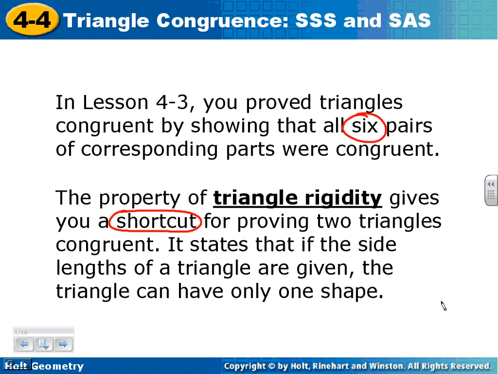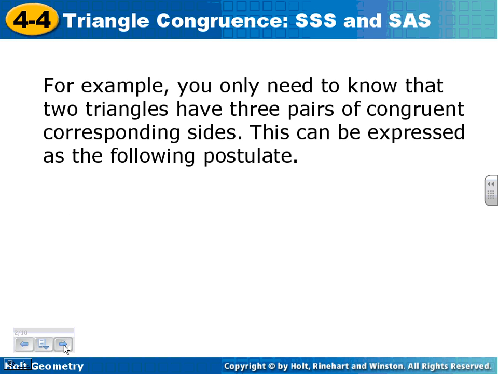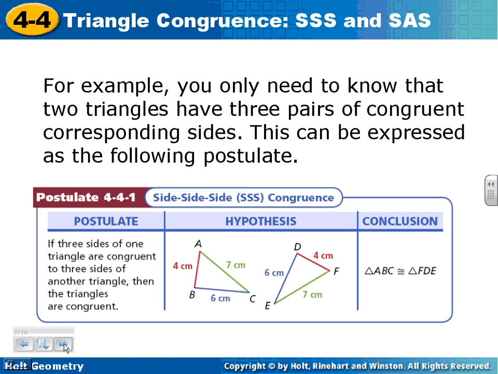It states that if the side lengths of a triangle are given, the triangle can only have one shape. For example, you only need to know that 2 triangles have 3 pairs of congruent corresponding sides. This can be expressed as the following postulate. It's called the side, side, side, or abbreviated SSS.